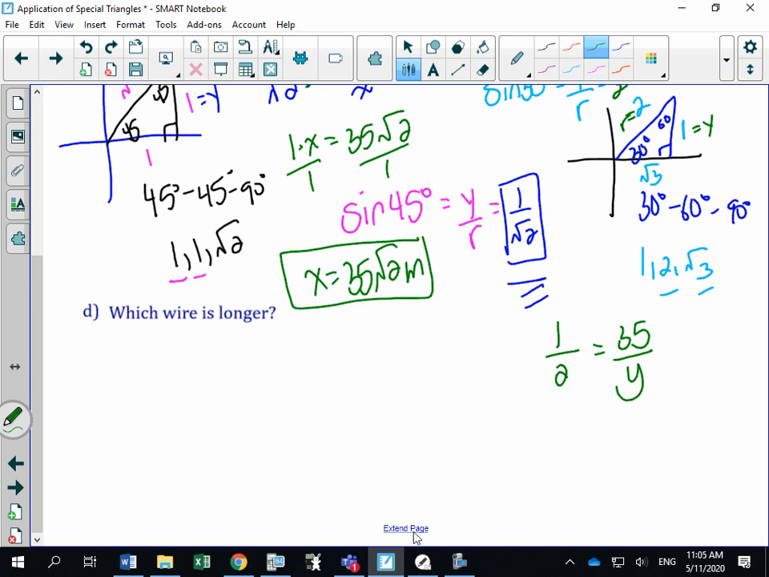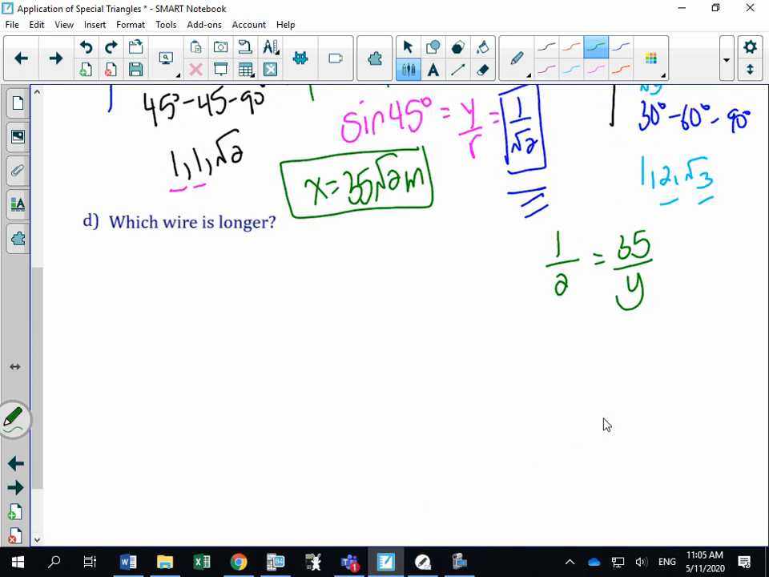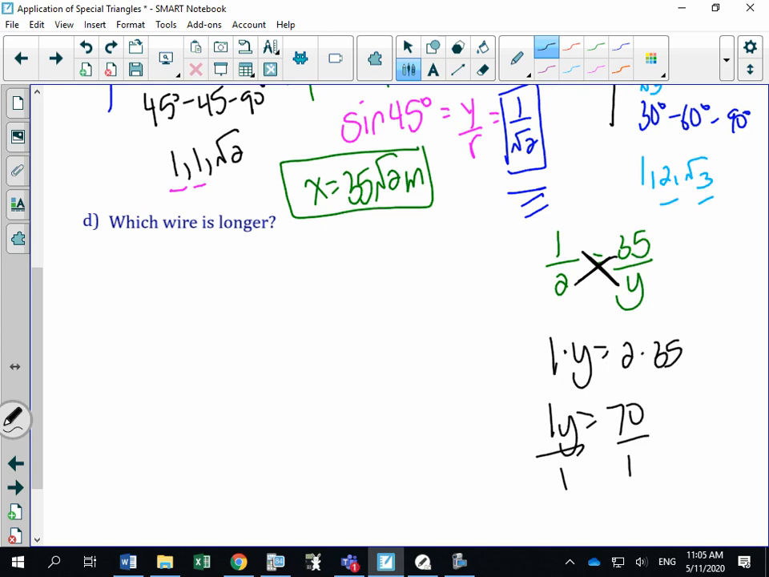So now I have two fractions equaling one another, and I've got an unknown, which is y, so let's cross multiply. 1 times y is equal to 2 times 35. 1y is equal to 70. Divide this by 1 and this by 1. Y is equal to 70 meters. So the exact value of the second wire was 70 meters. Which wire is longer? Wire 2.